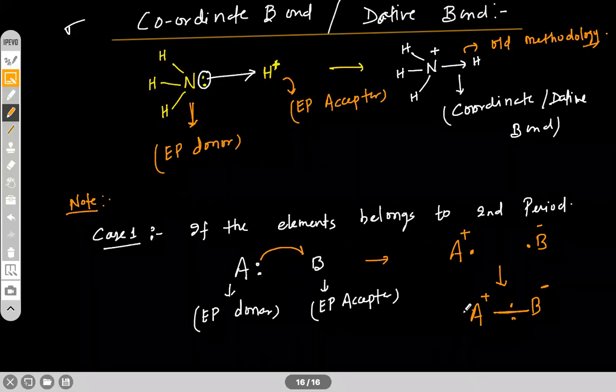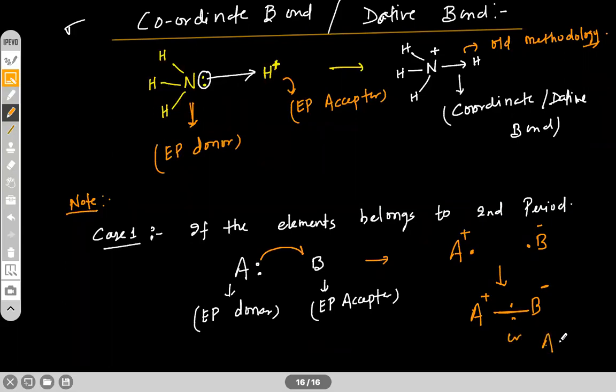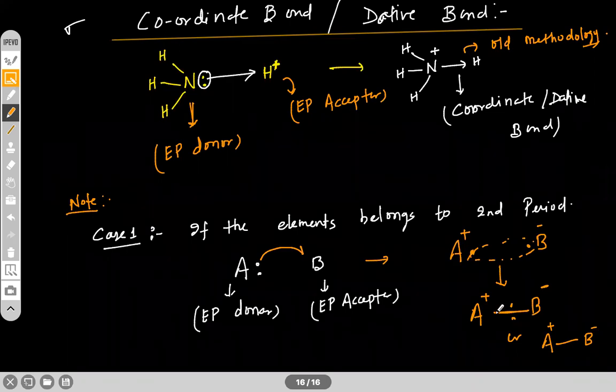So in this kind of thing, the coordinate bond is represented by a simple single bond like this. There's no arrow like this; it is represented by plus and minus. First, it donates one electron, becomes one electron each on these ions. We have one on B, one on A, and then the sharing of electron between them gives you a coordinate bond. So we define the coordinate bond nowadays this way. So this is the coordinate bond right here. Done.